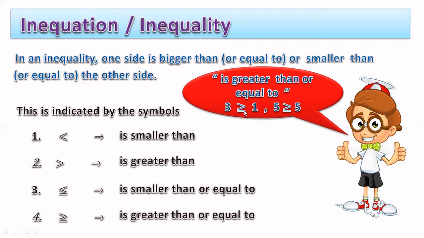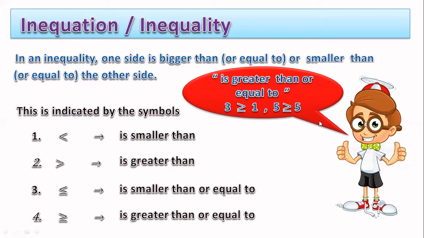Similarly, let's see the next example. There is 5 on either side of the symbol. So 5 is greater than or equal to 5. We know that 5 cannot be greater than 5, but 5 is equal to 5. So here also, among these two relations, one relation is valid. That's why 5 is greater than or equal to 5 is also true.